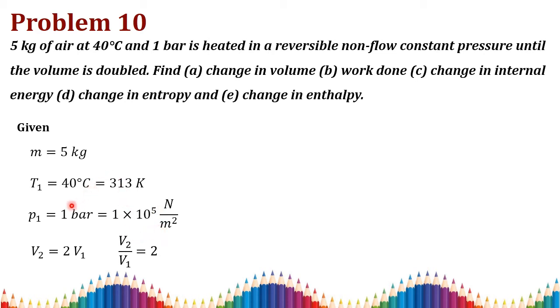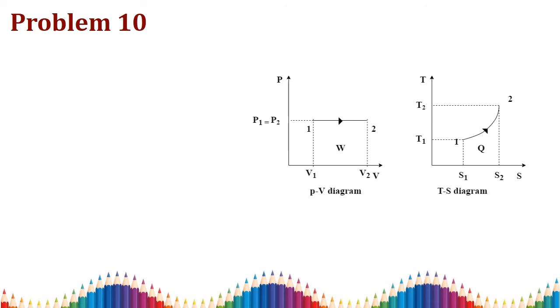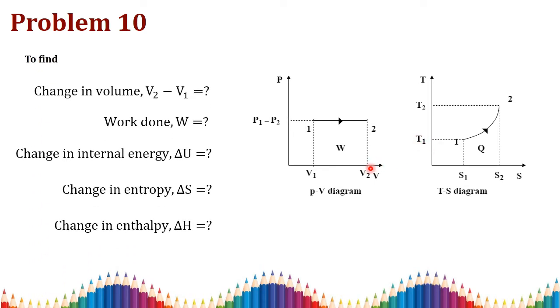Here they have said that the volume is doubled. So the final volume is 2 times the initial volume, up to which they are heating the air. We can write the condition as V2 is equal to 2 into V1, which can be rewritten as V2 by V1 equal to 2. As it is a constant pressure process, we can draw a PV and TS diagram. They are asking about change in volume, work done, change in internal energy, change in entropy, and change in enthalpy. These are all the terms we need to find out.